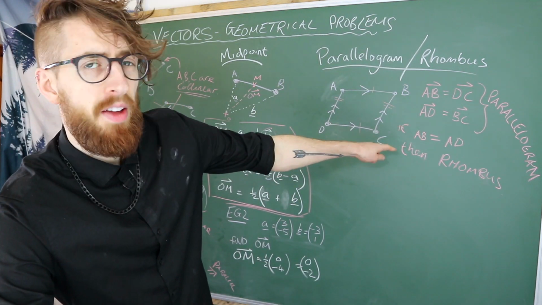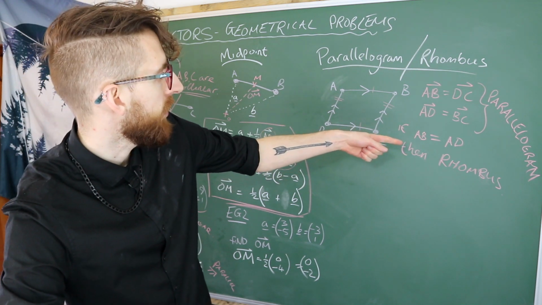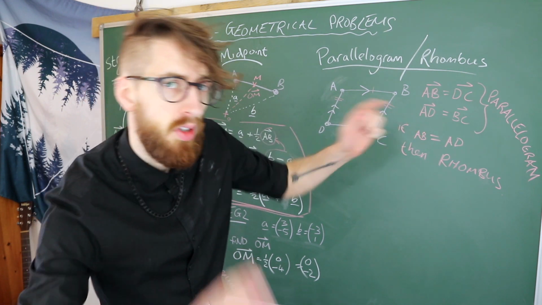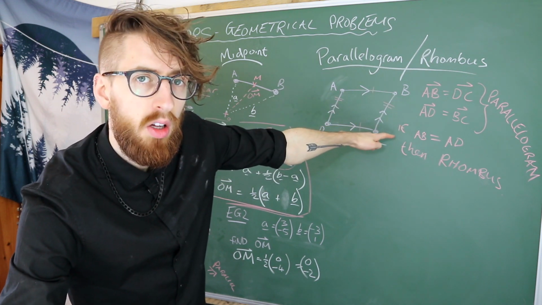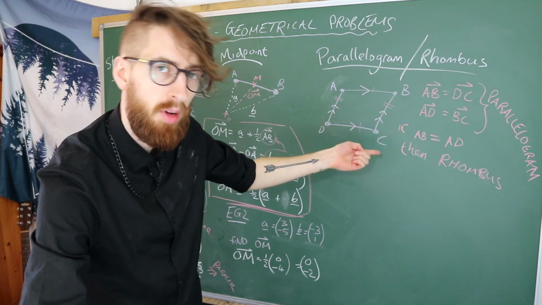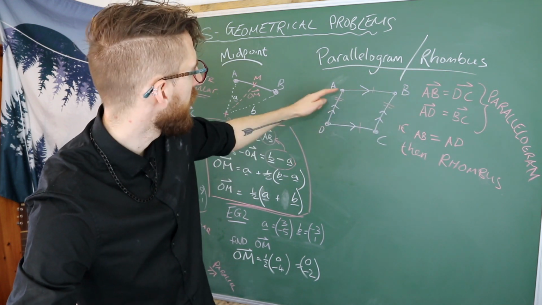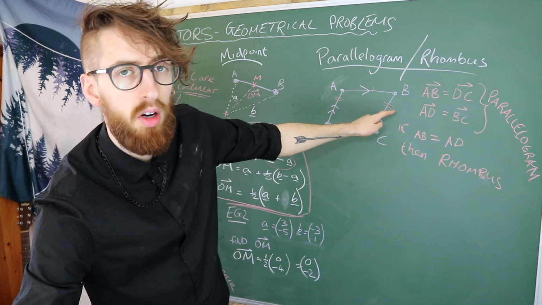What I've written is, if AB equals AD, then rhombus. Now what I mean by AB equals AD, I've not written the vector sign on there, and I've not written magnitude, the straight lines, because if I'm not writing the arrow in this situation, that means I'm talking about the magnitude. So the magnitude, the length, of this one is equal to the magnitude of this one. Equally, we could have said that one and that one.